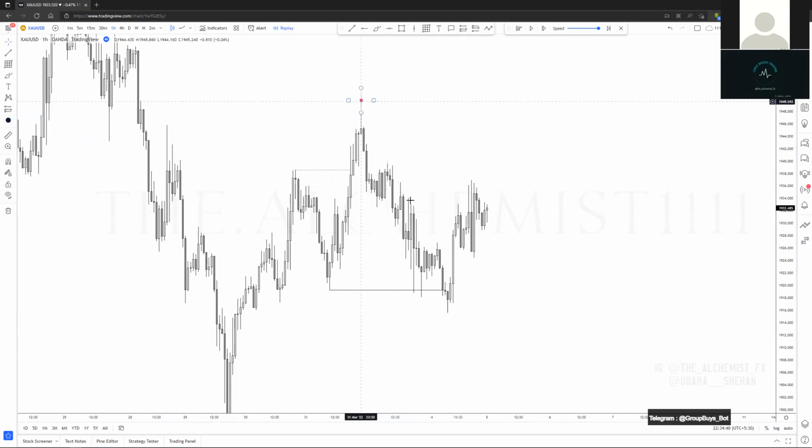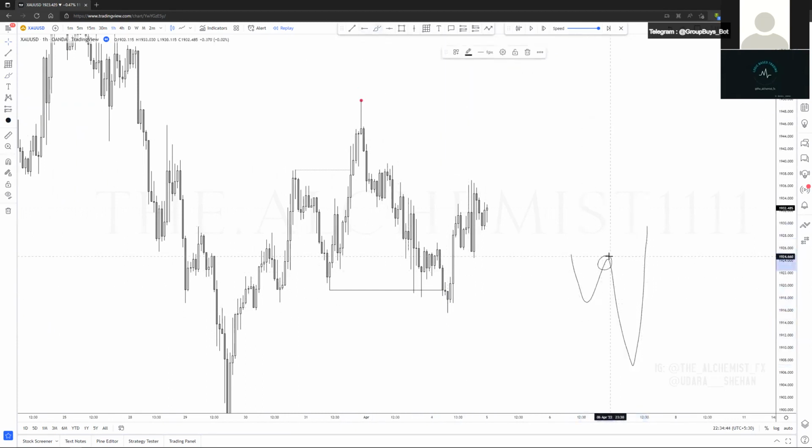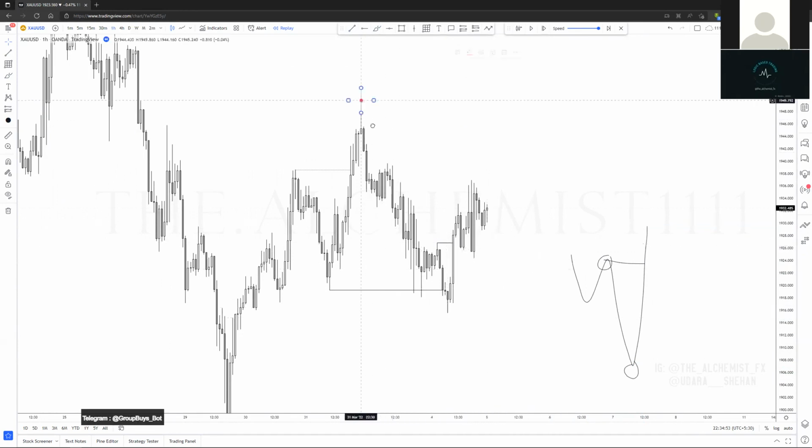How do we know the high has created the low of the range? A swing high that created a lower low has to break. So here we have that break. Then you know that from here to here is the trading range.